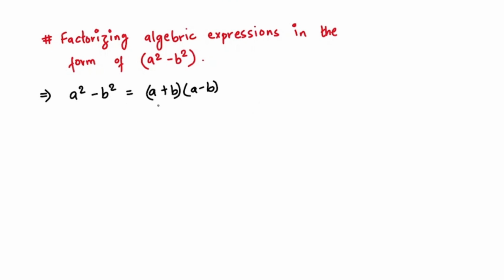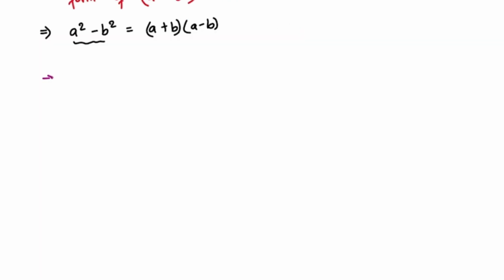So in this video, we'll be talking about algebraic expressions which are in the form of a square minus b square, and we'll try to factorize them, okay? And we are going to use only this one formula. So we'll be starting with, again, simple questions, and then we'll move to tougher ones slowly, okay?